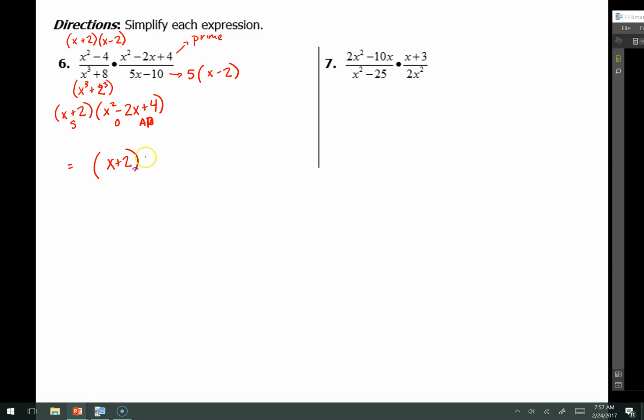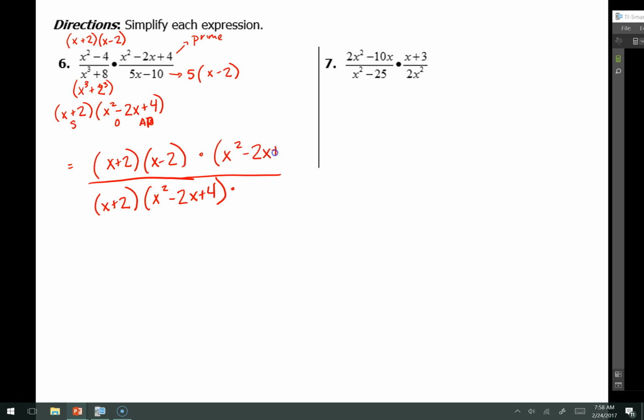Okay, so just rewriting this all now so that it's a little more clear. You have x plus 2 times x minus 2 divided by x plus 2 times x squared minus 2x plus 4. And then this is multiplication, so I'm going to put it all over the same bar here. That one is all stuck together because it was prime. And then you have 5 times x minus 2 there.